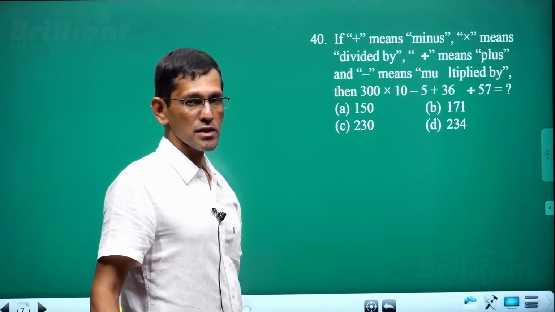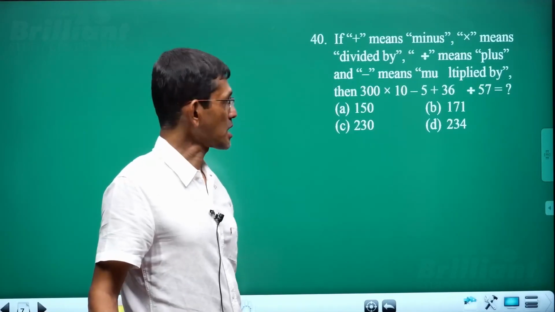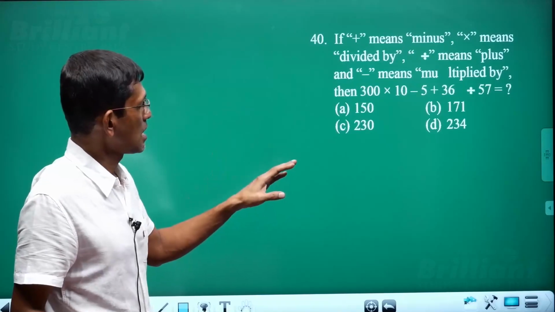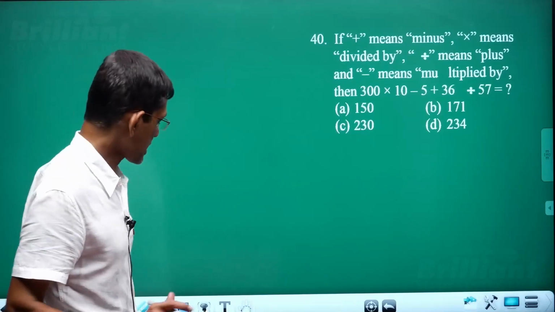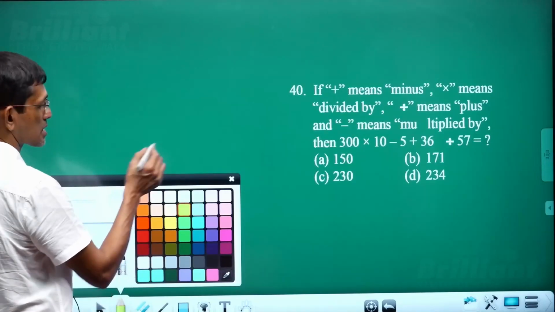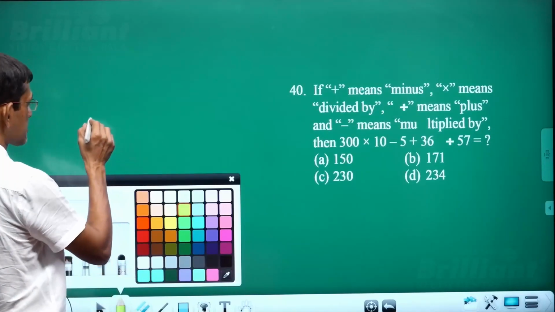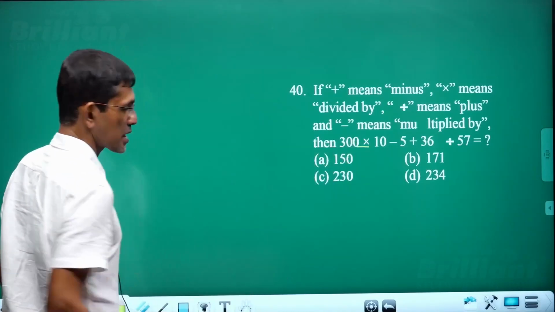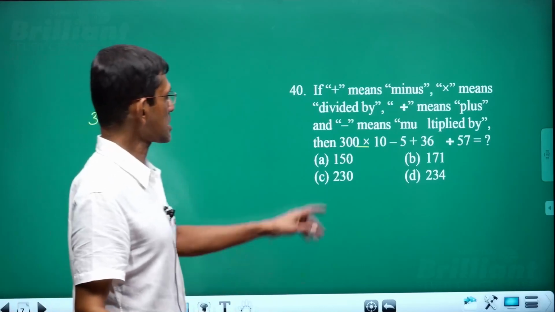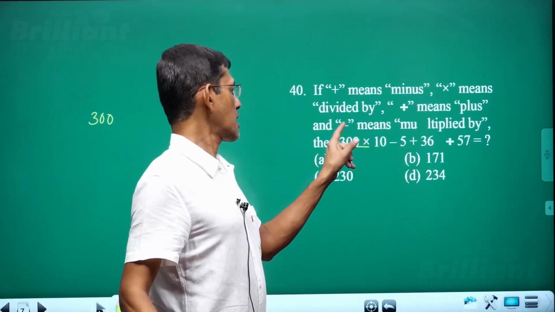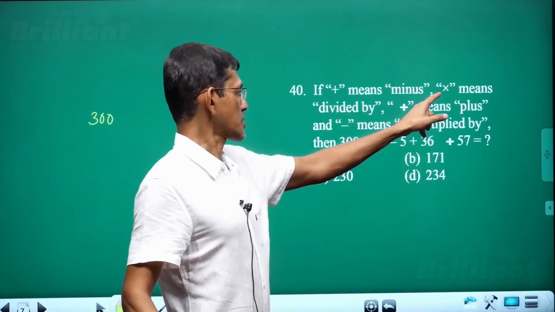What type of questions is it? Symbols and notation type. Sometimes the symbols change, like plus means minus, multiplication means divided by, etc. So we'll take a look at that. What we are looking for is 300 something, right? 300 into, so that "into" is changed as what? Multiplication is changed to what?